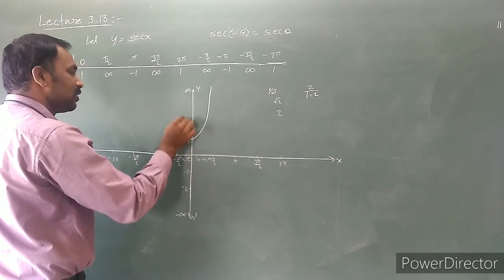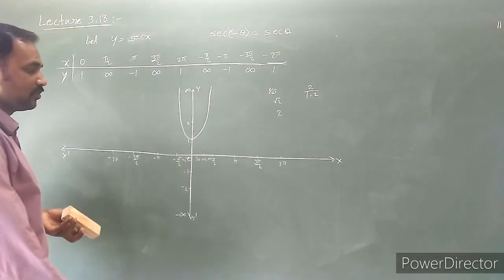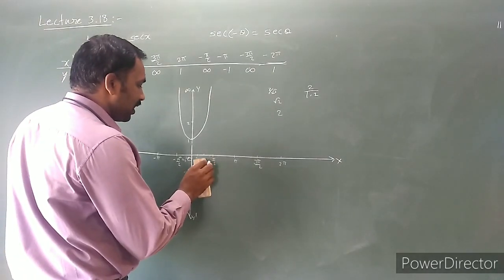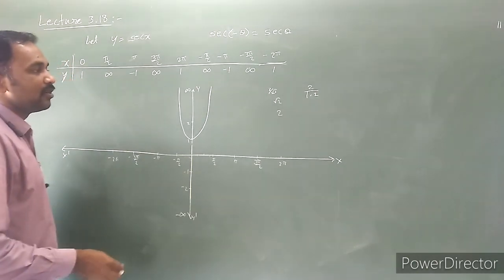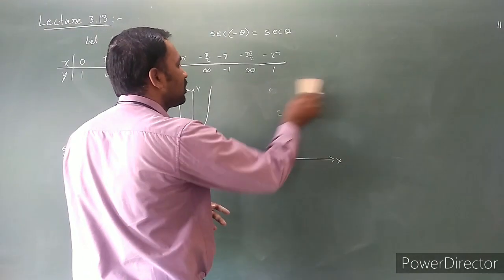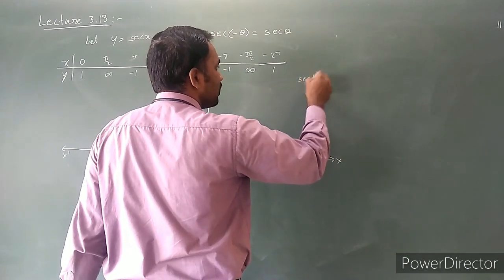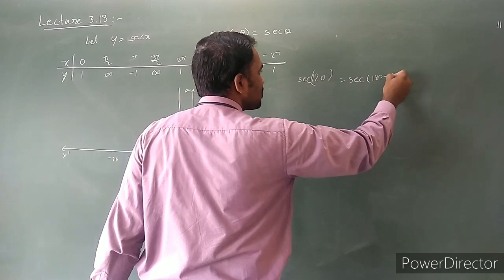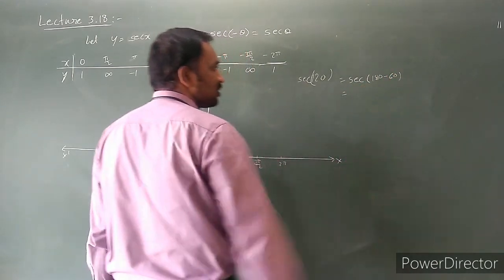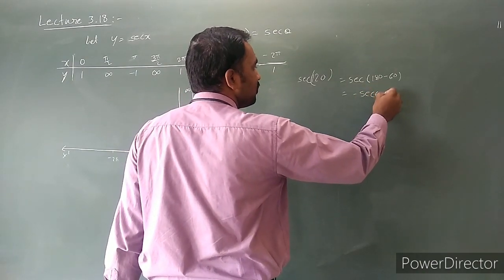Here, in both quadrants, 0 to minus pi by 2, sec is positive. Similarly, we can check the values beyond 90 degrees. More than 90 degrees means what? If I consider 120, what is the sec of 120? Sec of 120 is nothing but sec of 180 minus 60, in the second quarter. Sec is negative, so minus sec of 60.